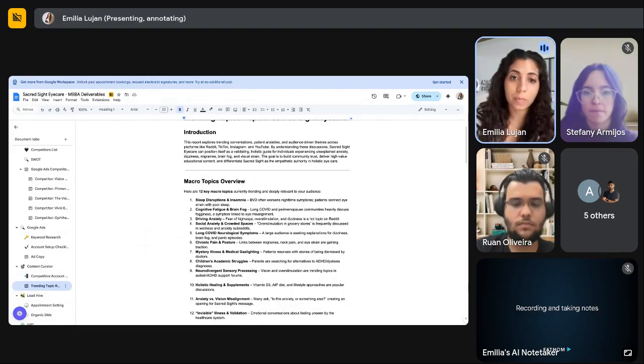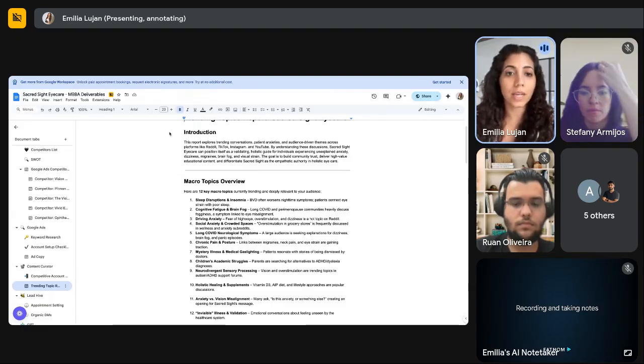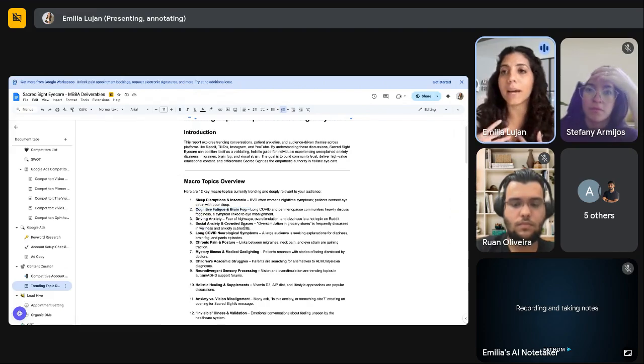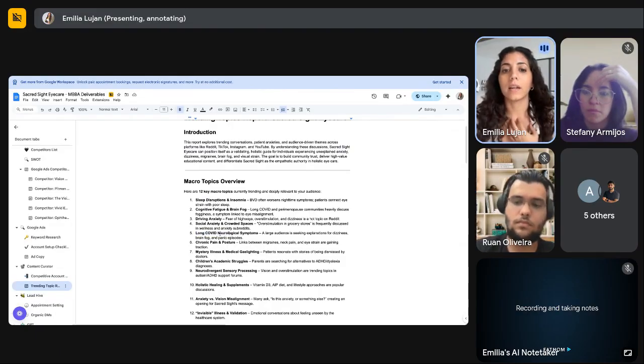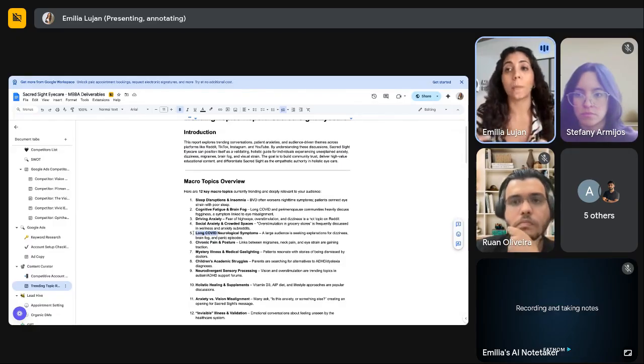Well, sleep disruptions and insomnia, it could be your eyes, it could be binocular vision dysfunction. Now you see, or cognitive fatigue, brain fog, anxiety, social anxiety, feeling bad in crowded spaces, like all of these here. Even there's communities in Reddit that talk about long COVID, and of course long COVID is something that's associated, or traumatic brain injuries in childhood.